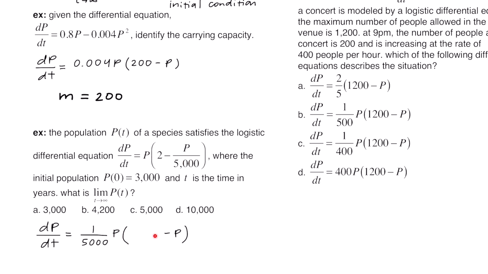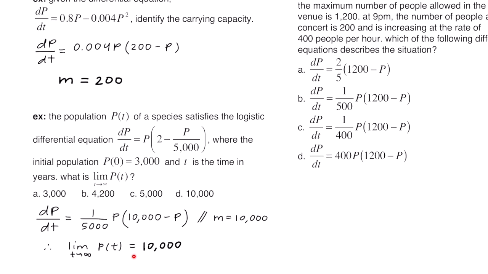So we just need to figure out what goes here. When we factor out 1 over 5,000 from 2, it leaves 10,000. All right, so at this point, you can see that the carrying capacity is 10,000. And then finally, it says, what is the limit as t goes to infinity of p of t? And this limit equals m. M is 10,000, so this limit equals 10,000. So our answer is D.